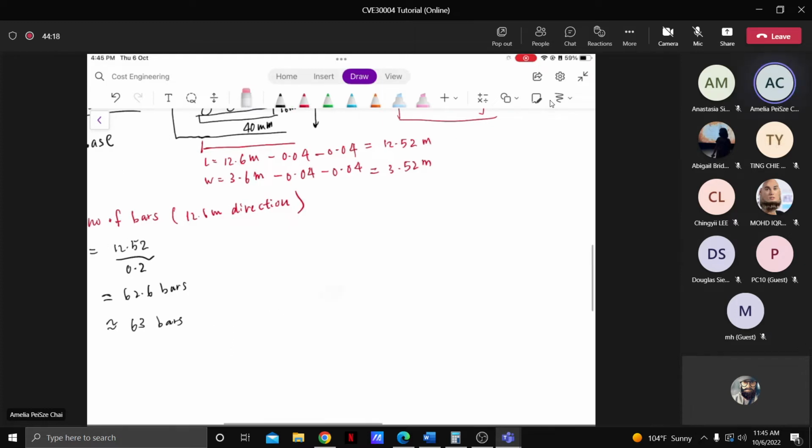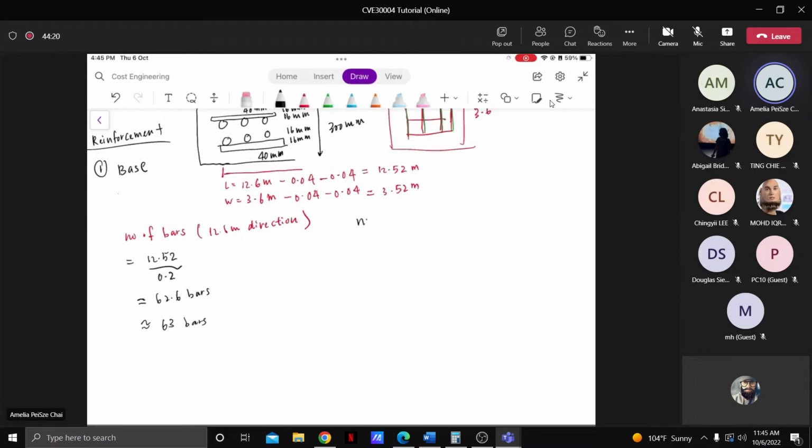Okay, so you do the same for your other direction, which is your numbers of bars in your 3.6 meter direction. So you have 3.52 divided by 0.2. Get 17.6 bars. Round up equals 18 bars. Okay, this is your numbers of bar in this direction. So what about the length of bars?